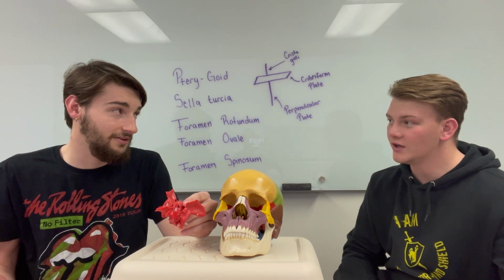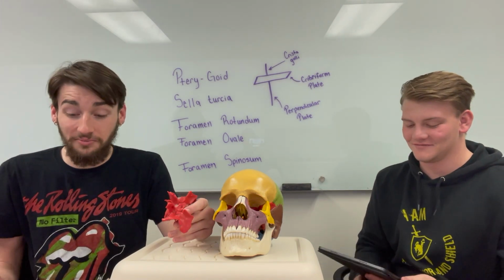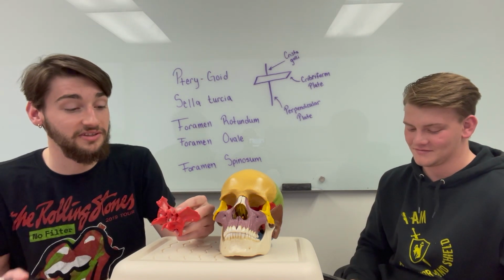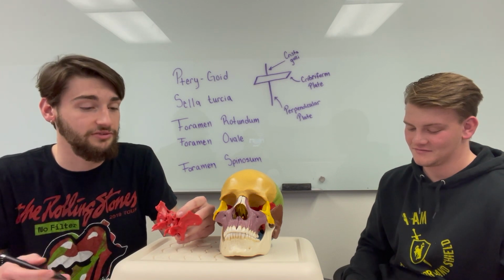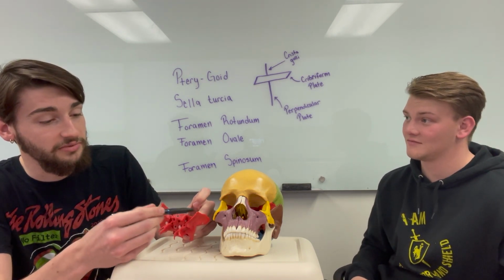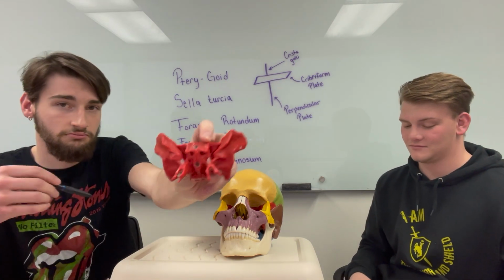So, first of all, do you remember what the prefix ptery means? I believe it means wing. Yes, correct. So ptery means wing, and goid means pertaining to. So the pterygoid process is going to be the processes that look like wings, right? Winged processes, pterygoid process. That's going to be these right here. Kind of looks like the wings, right?